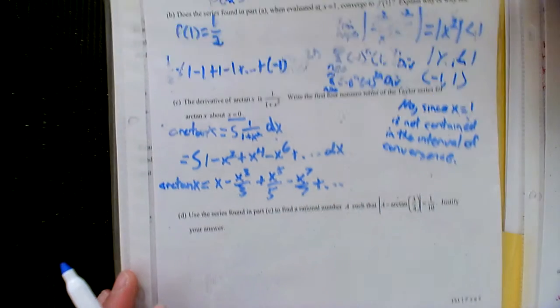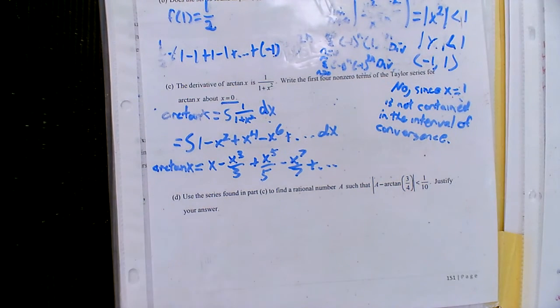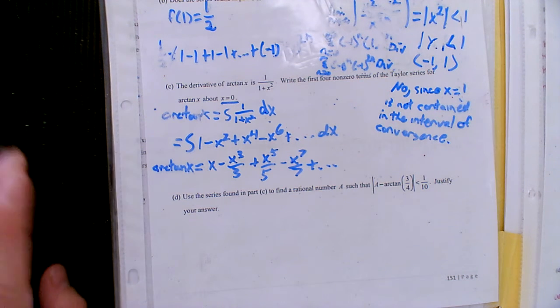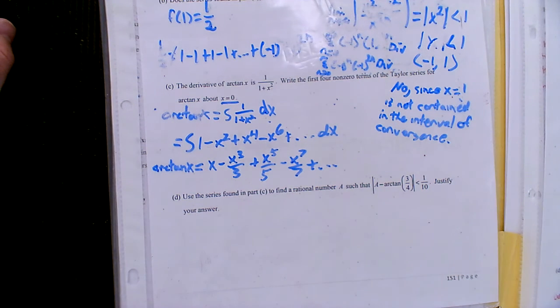Alright, part D can be a little confusing at first, but let's read through it and then we'll explain what it means. It says, use the series found in part C to find a rational number A such that the absolute value of A minus arctan of 3/4 is less than 1/10. Justify your answer. So before I tell you anything about this problem, what does this seem familiar from? What have we done that's similar to this? Because we have done something very similar, basically the same thing, within this unit.